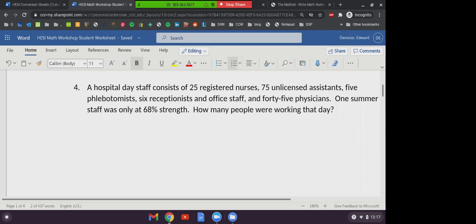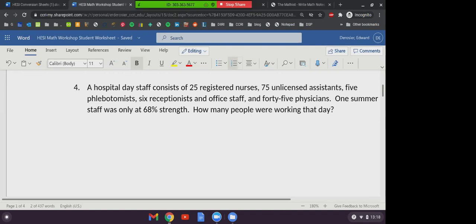Number 4 says a hospital day staff consists of 25 registered nurses, 75 unlicensed assistants, 5 phlebotomists, 6 receptionists and office staff, and 45 physicians. One summer day, the staff was only at 68% strength. How many people were working that day? Okay, so now we have a word problem. We have a list of staff, and then we have a percentage, and they want to know how many people were working. So our first step here is going to be to add all the staff together.